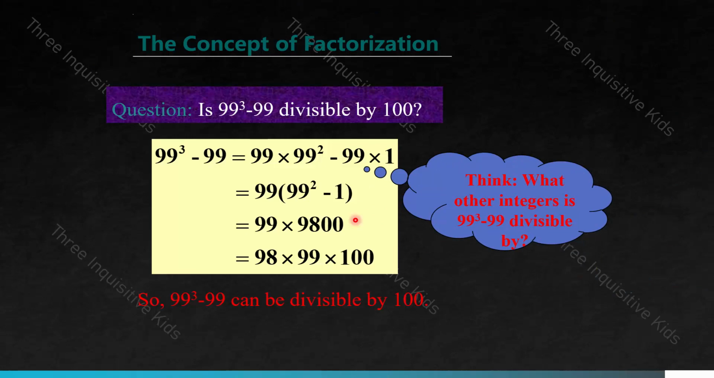What other integers is 99 raised to the third power minus 99 also divisible by?